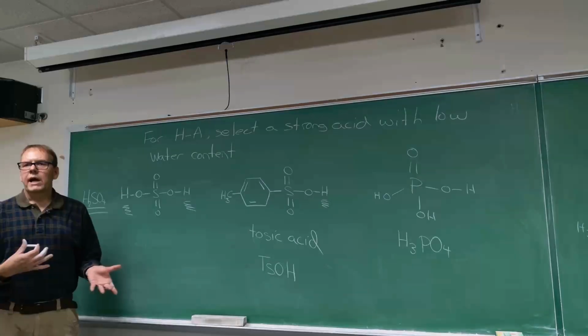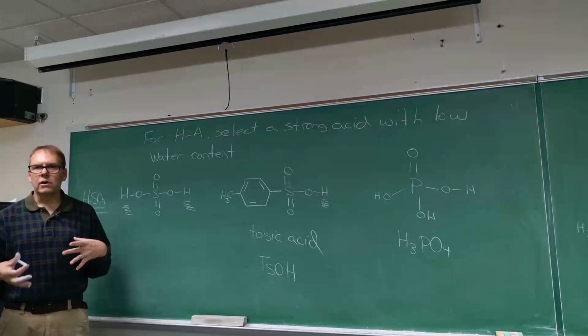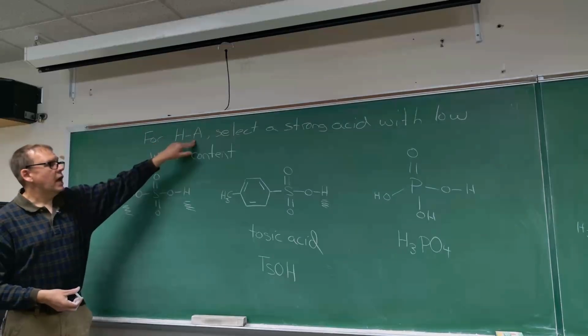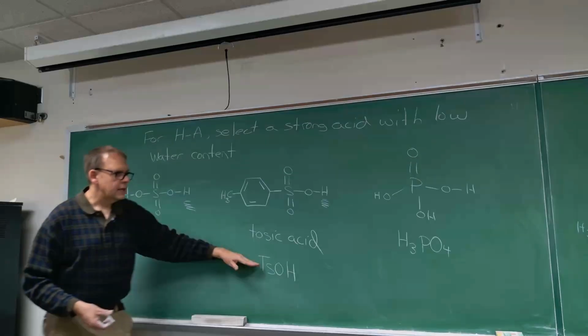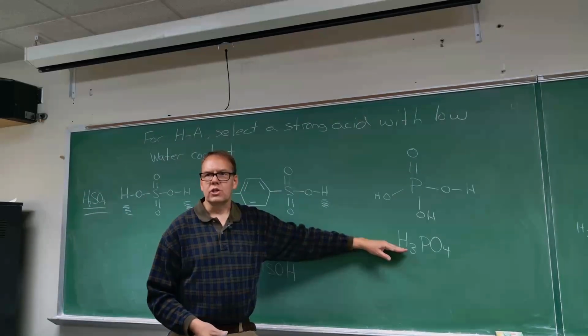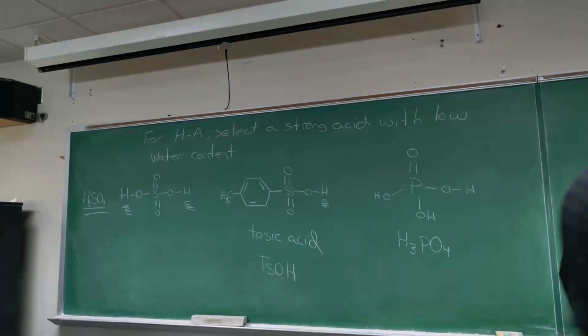So when you see a reaction that has a carbonyl like an aldehyde or ketone and alcohols, and then you see an acid like HA for generic acid, or H2SO4, or tosic acid, or phosphoric acid, think acetal formation. And if you see an acetal and water and an acid, think acetal hydrolysis.